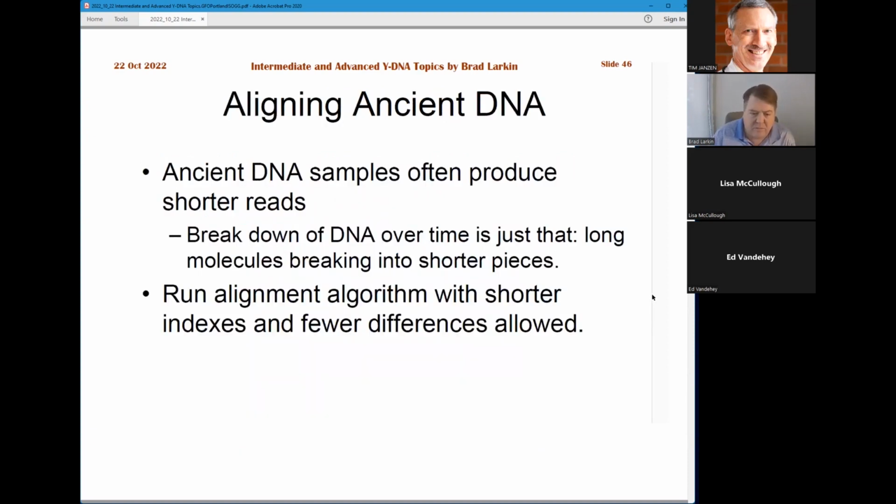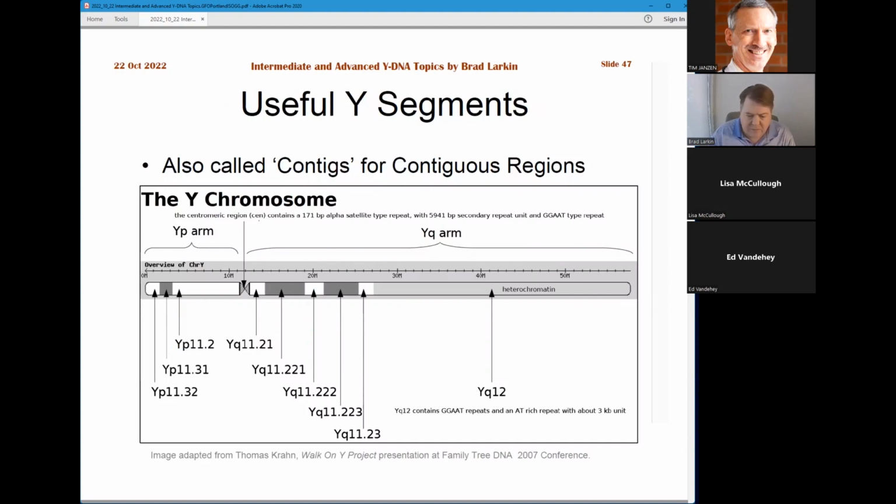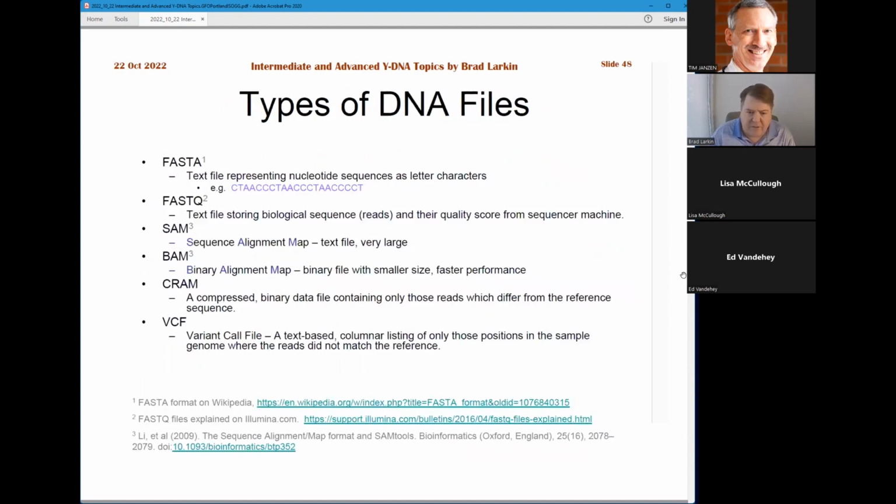Okay, Ancient DNA. What I found is that when you do alignments with modern lab results versus ancient, you need to make adjustments to align the ancient, because ancient DNA broke down over time, tends to have shorter reads. So you typically want to run the alignment for shorter indexes and allow fewer differences. Map just illustrates some useful Y segments. Some types of DNA files when you start doing this kind of stuff.